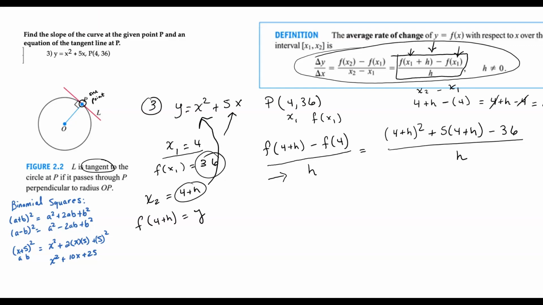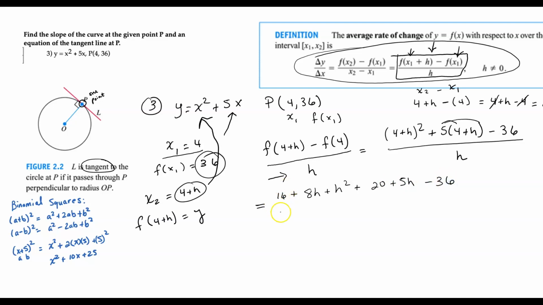Switching my pen. Okay, so I have 4 plus h squared. So if I square the first, I get 16. So that's 16 plus 2 times 4 times h, which is 8h, and then h squared. All right, plus, and then this part I just distribute, 20 plus 5h, okay, minus 36.